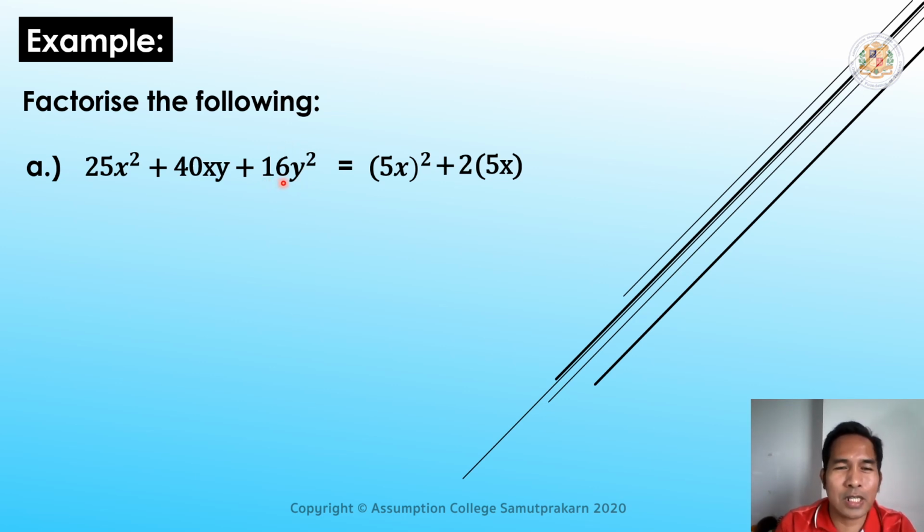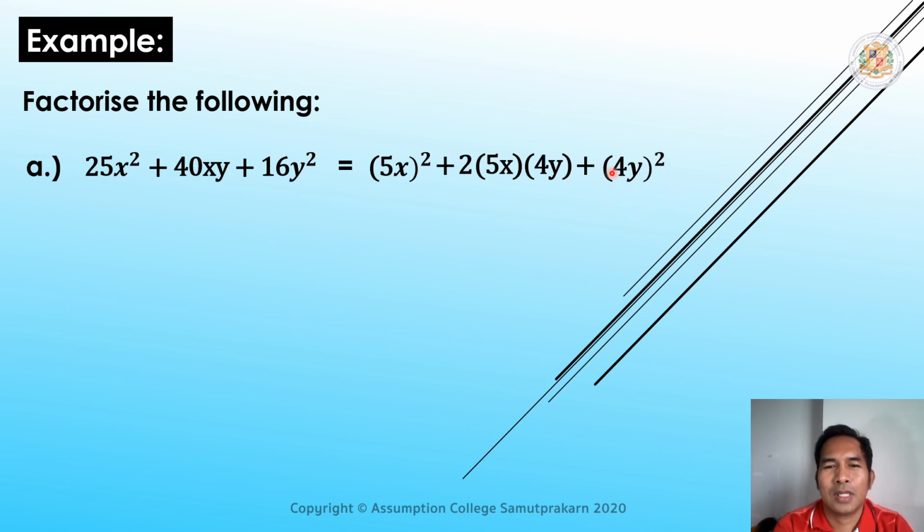Okay, the square root of 16 is 4. How about y squared? The square root of y squared is y. So therefore, what is the square root of b squared? What is b? 4y. Okay, so again, you do 4y. So that means plus a squared plus 2ab plus b squared.